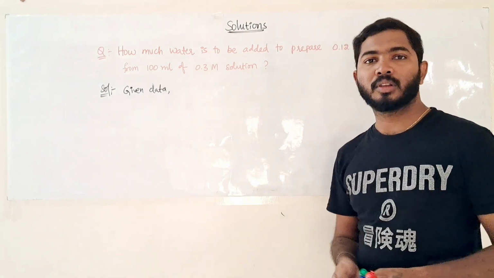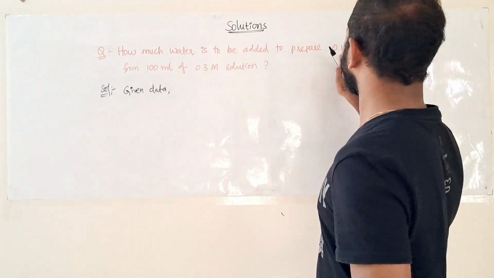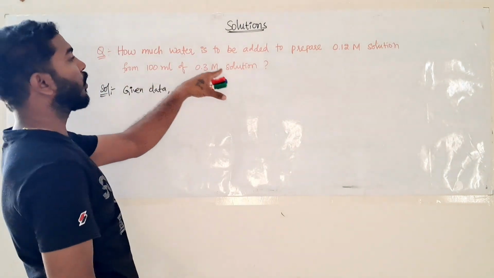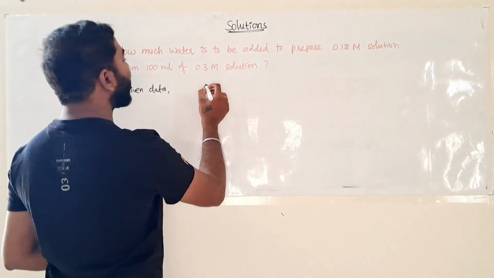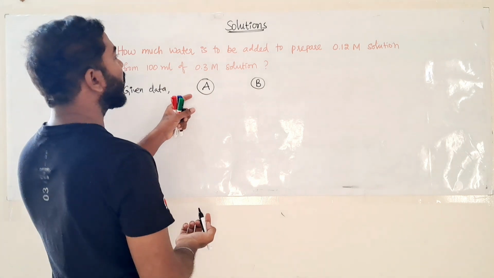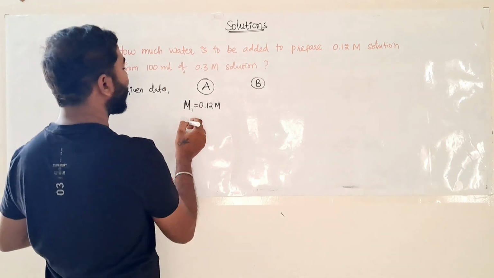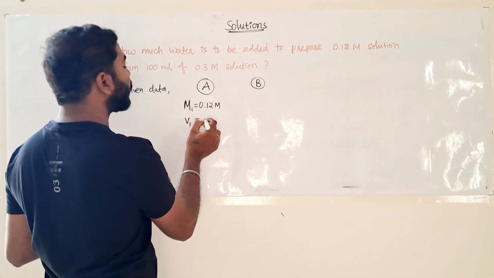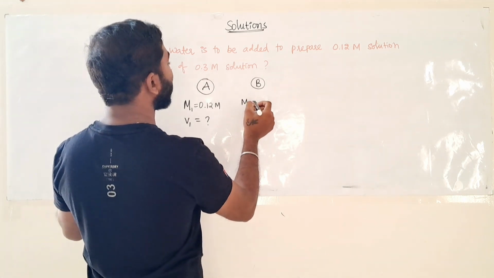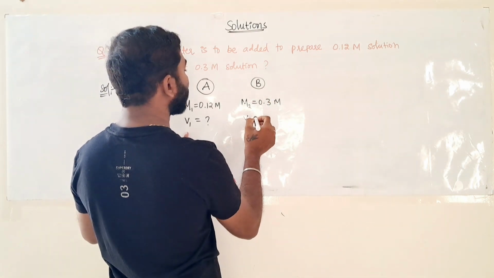This is related to the dilution principle. How much water is to be added to prepare 0.12 molar solution from 100 ml of 0.3 molar solution? They have given two cases here, let us take A and B. For the A case they have given the molarity as 0.12 molar, and they are asking the volume to be added. In the B case they have given molarity M2 as 0.3 molar, and we need to calculate this.